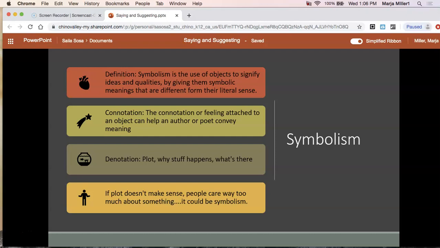Actually, there are two types of symbols. There are symbols we all agree upon, and there are symbols that can be interpreted differently. So, for example, the American flag. What does it represent? Freedom. America. We all agree. The Christian cross. What does it represent? Christians. Yep, we all agree.